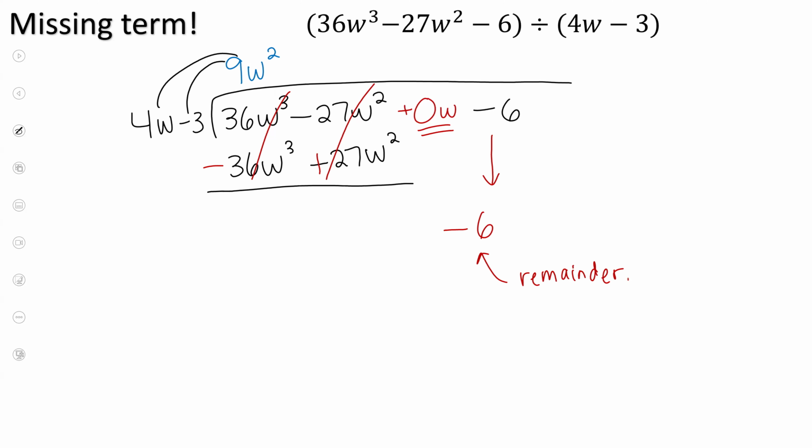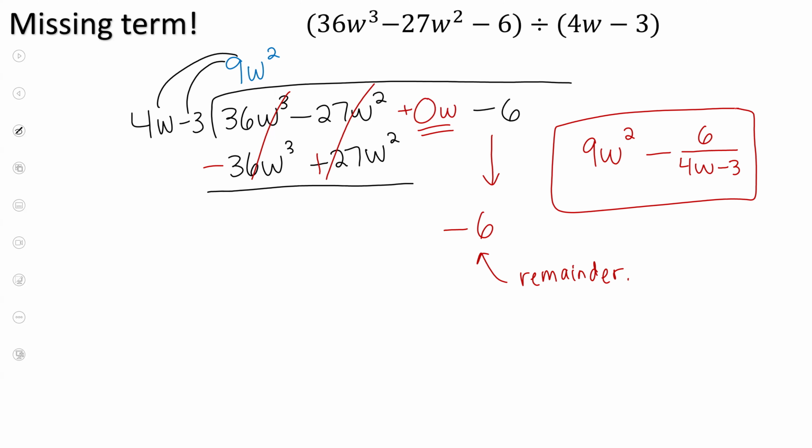So your answer is 9w squared, and your remainder is 6 over what we divided by, 4w minus 3. This is your answer. This part is your remainder. This part is your quotient. Okay, let's try another one so this can sink in.